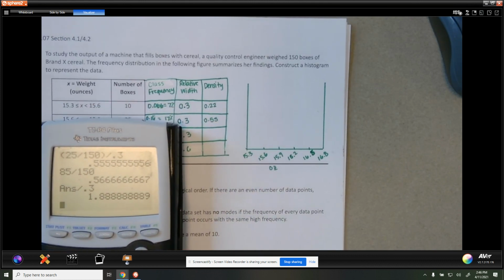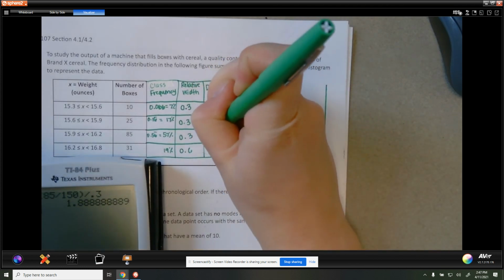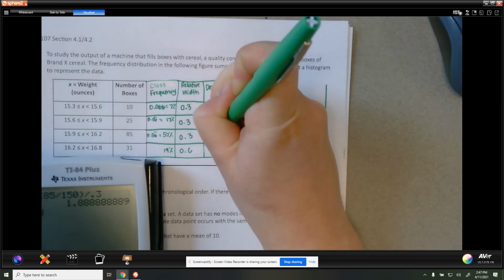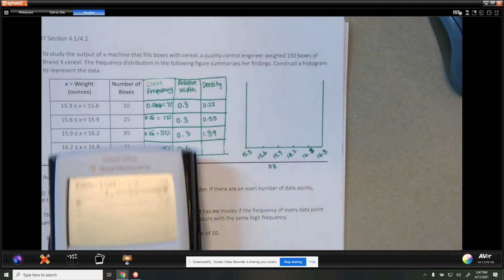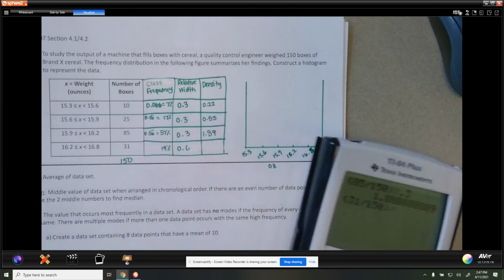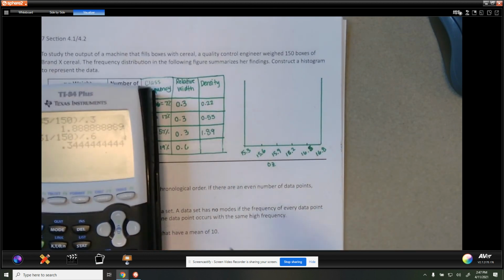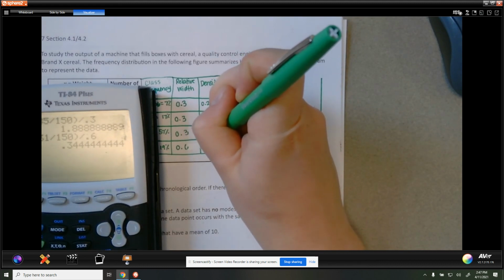except we should have another greater one. Hold on. 85 divided by 150 divided by 0.3. Okay. 1.88 repeating. And then 31 divided by 150 divided by my big width here is 0.6. So 0.4.